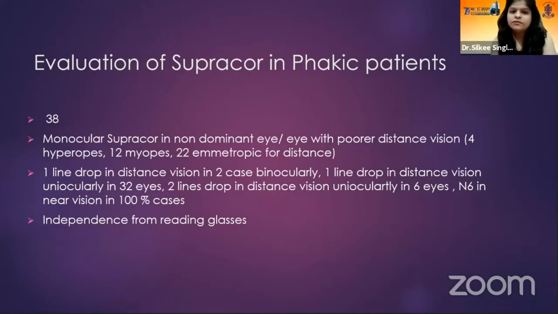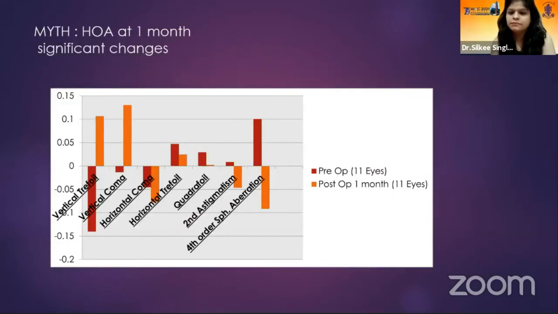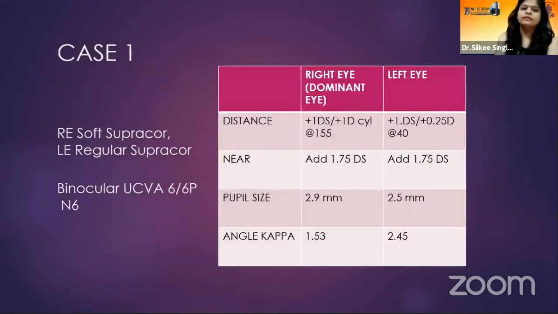Quickly coming over the outcome, we have evaluated 38 phakic patients and 12 pseudophakic eyes with good independence from reading glasses, who can read mobiles, computers, and menu cards. As a myth, there are high order aberrations at 1 month with a significant change, while the fact is the change is stabilized over 3 months.